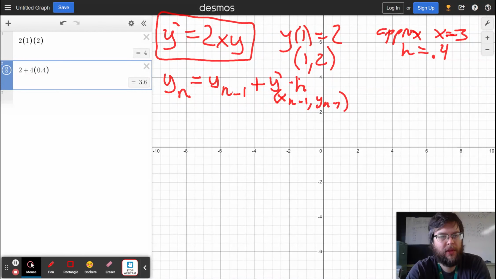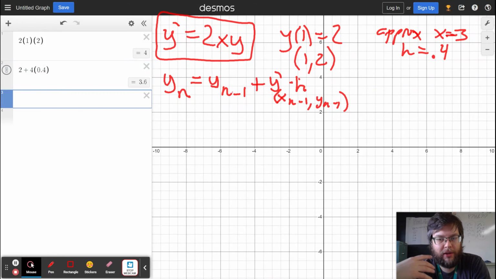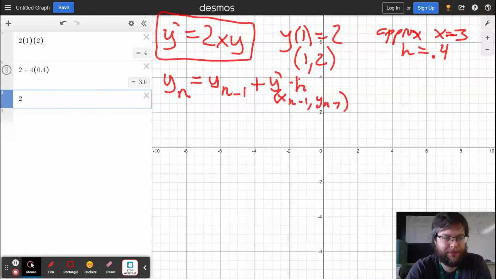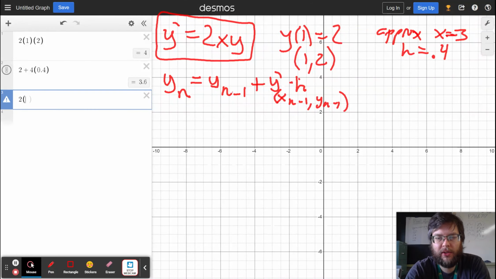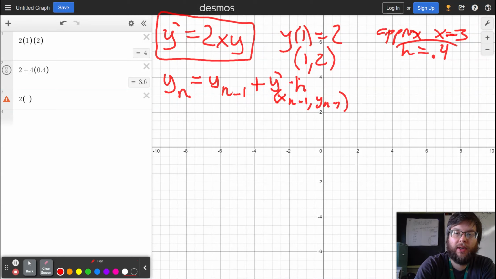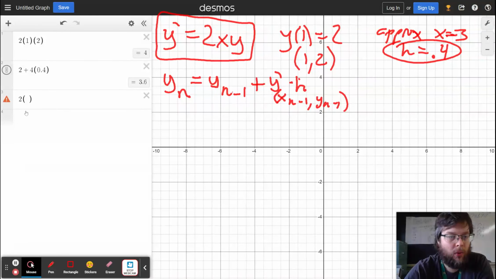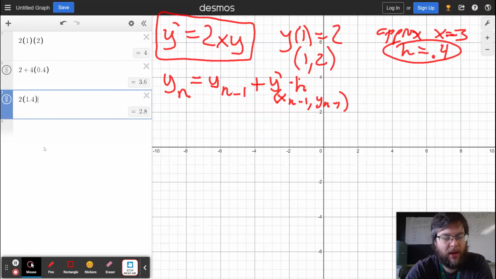Okay, great. So then we calculate our slope again. Our slope is always 2 times x times y. Remember that we used our h value of 0.4 right here. And so our new x value is 1.4. And our new y value is 3.6.